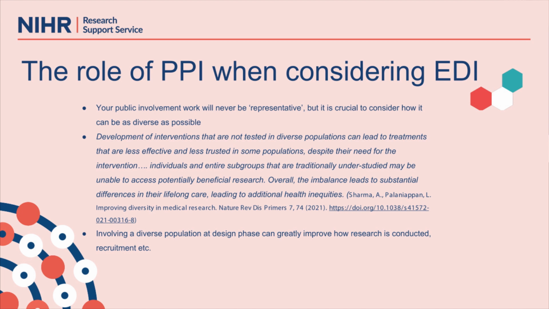We know that if participants of research are not representative, then we can end up with results that are skewed towards a particular population, and this in turn could actually have the effect of worsening health inequalities. So it's really important to consider this, and one way to potentially mitigate this issue is to seek input from a diverse range of PPI contributors as early as possible to help you overcome some of those barriers to participation.